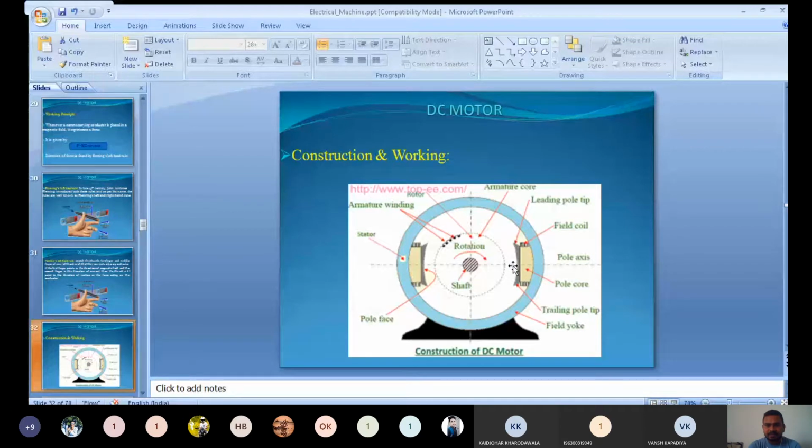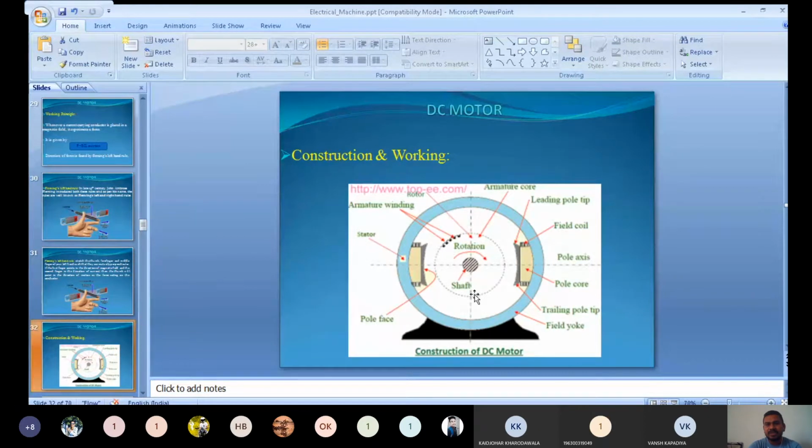Now this circular shape portion, which is on the pole core, is known as the pole shoe. This pole shoe is used to distribute the magnetic field uniformly. This portion is the leading pole tip, and this portion is the trailing pole tip.